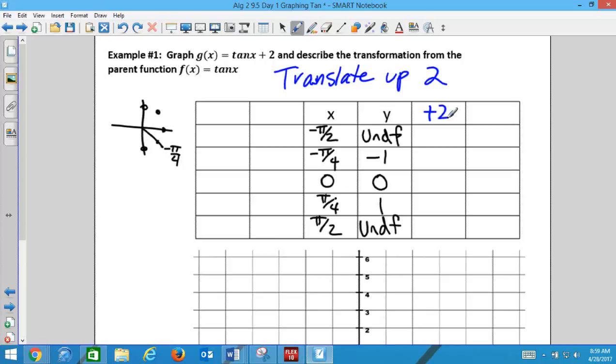So I have an undefined line. Can anybody give me an undefined asymptote? Okay, give me your asymptote. Now what I want you to do with this asymptote is translate it up 2. Still the asymptote. So it's still undefined. Yay.